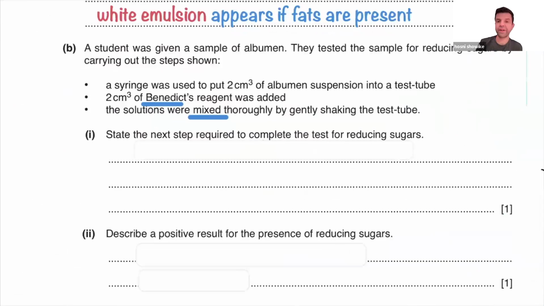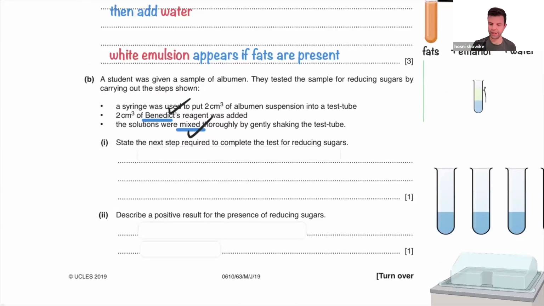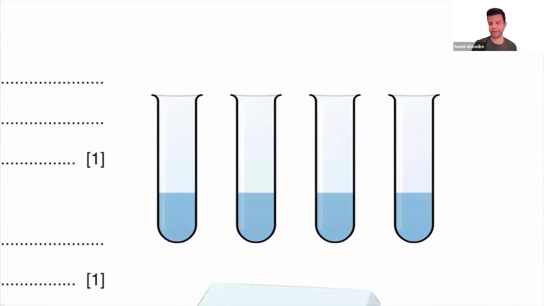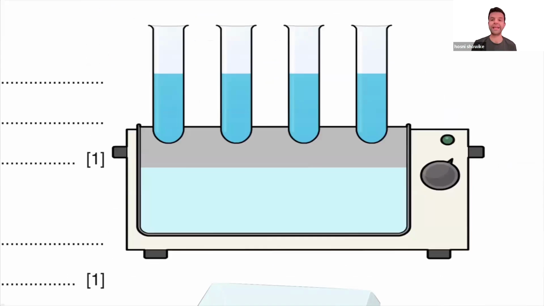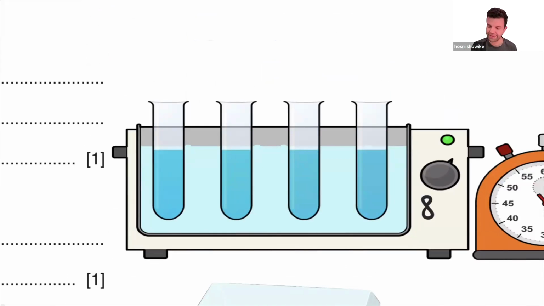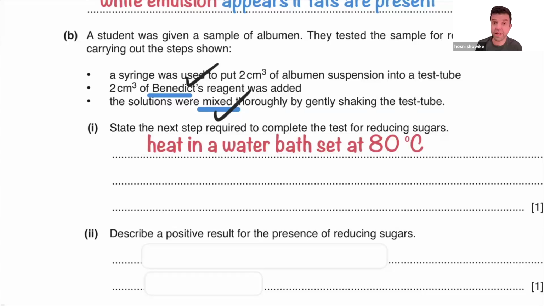Next, they did that Benedict test. They add Benedict, and then they mixed. They ask you, like, what are the next steps you're meant to do? So again, right after you mix and add Benedict, you're meant to do what? You're meant to heat in a water bath. Usually heat at 80 degrees Celsius. And then you will be able to see the results, right? So here I'm going to say heat in a water bath.